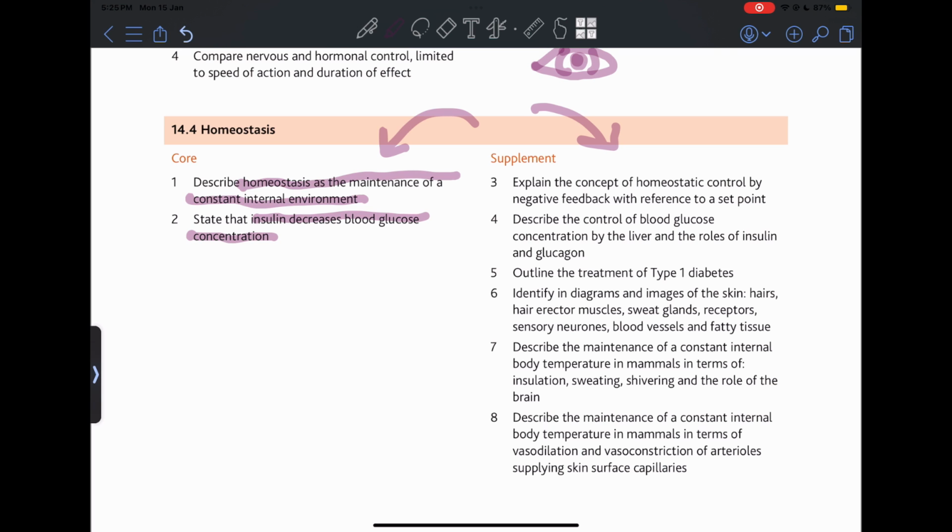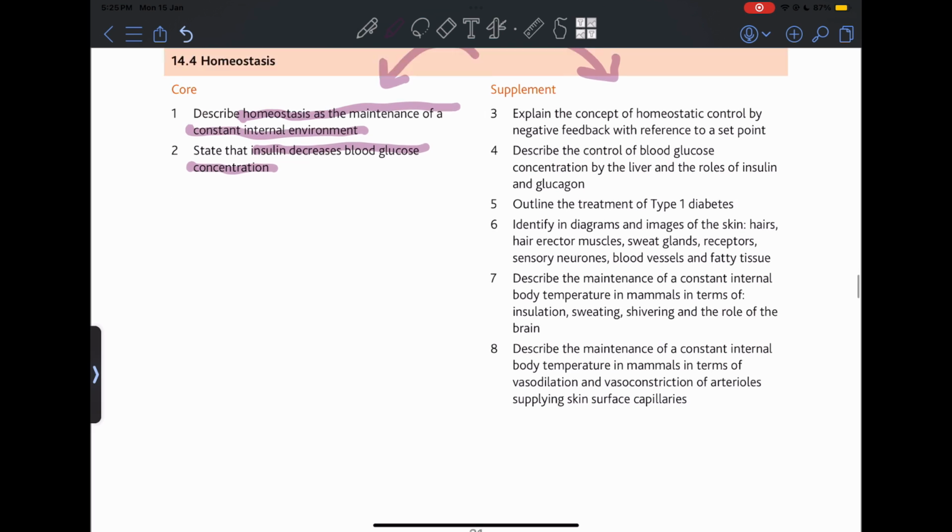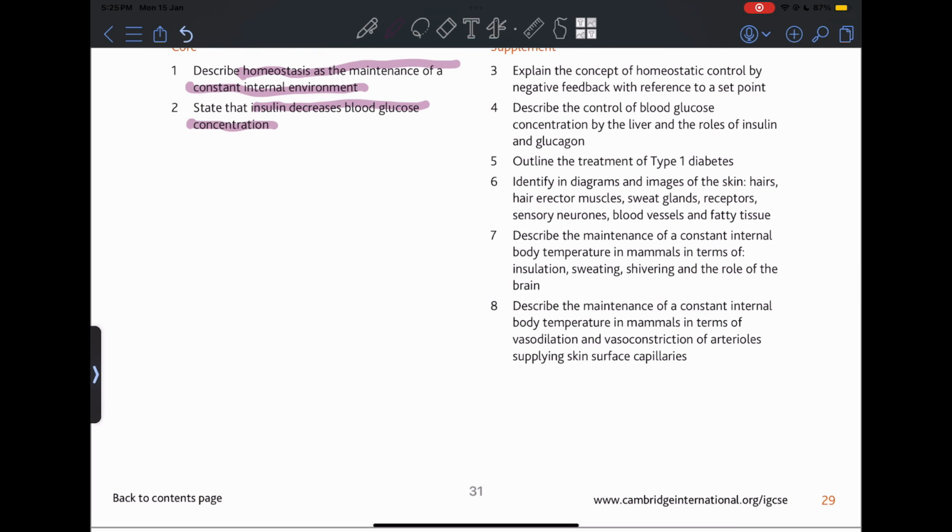Outline the treatment of type 1 diabetes, identifying diagrams and images of the skin, hair erector muscles, sweat glands, receptors, sensory neurons, blood vessels, and fatty tissue. So when you're given a diagram, you have to be able to label and know.